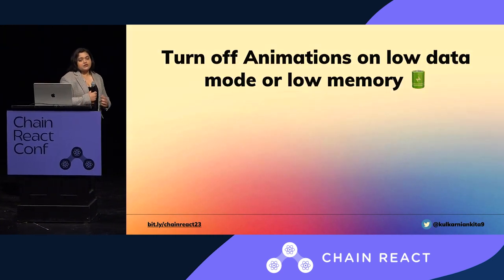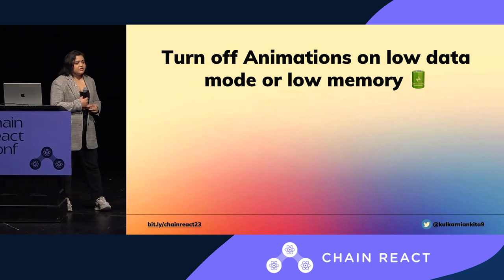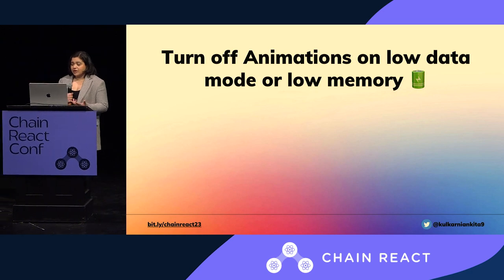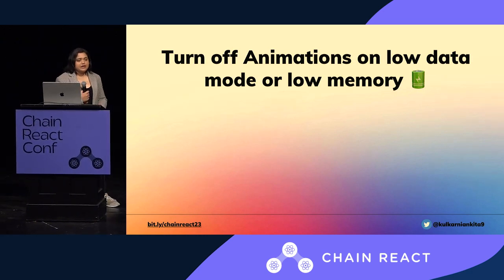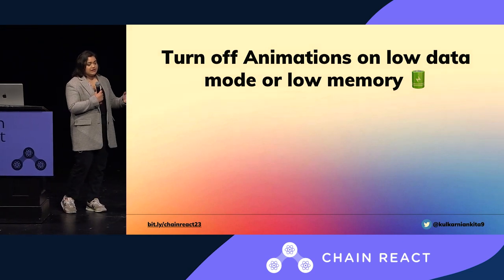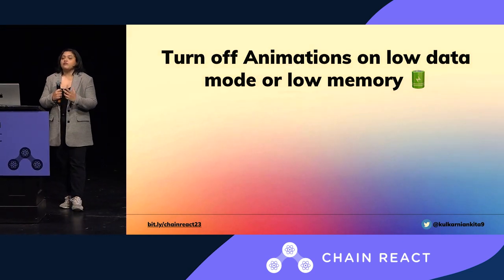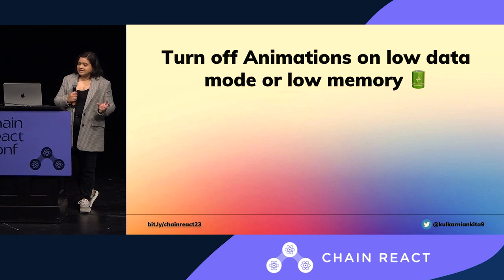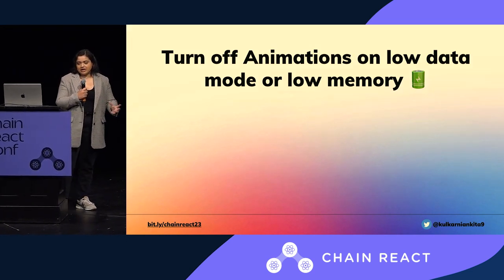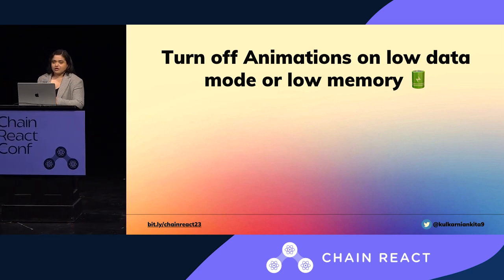You also want to turn off animations in general whenever you have low memory, or when your phone is in low data mode. The Reanimated library has a property for that as well. This was a criterion in our application. By thinking of performance from the get-go and not as an afterthought, we can add all these little increments along the way, and performance doesn't become an afterthought eventually.